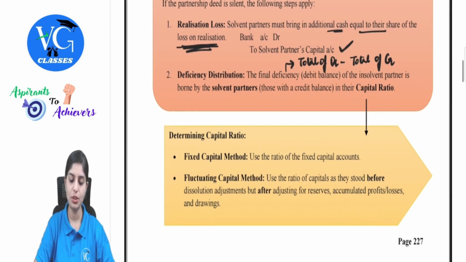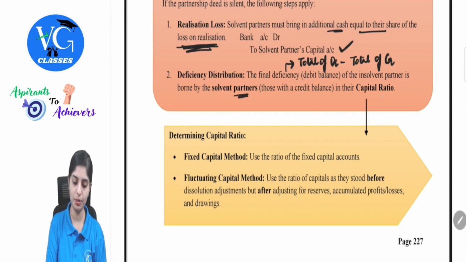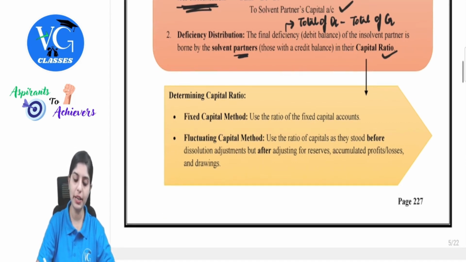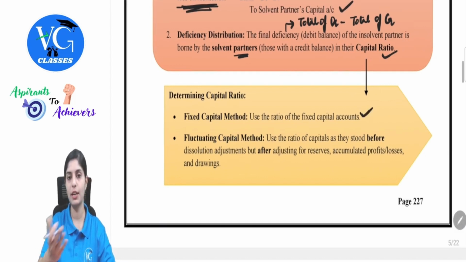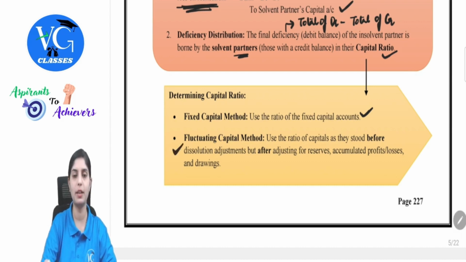So this final deficiency of the insolvent partner is borne by the solvent partners. How would they distribute it? They will distribute it in the capital ratio. Now, what does this capital ratio mean? If the method of maintaining capital is on a fixed basis, that is the fixed capital method, then we will use the ratio of the fixed capital amounts, because there will definitely be no changes in the capital balance. If the question doesn't specify anything about it, by default, we will go with the fluctuating capital method.